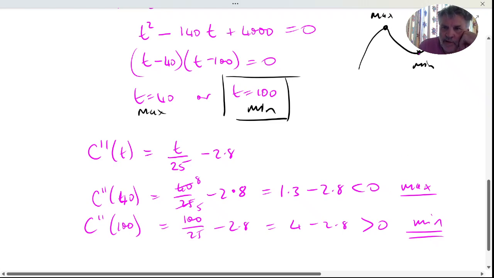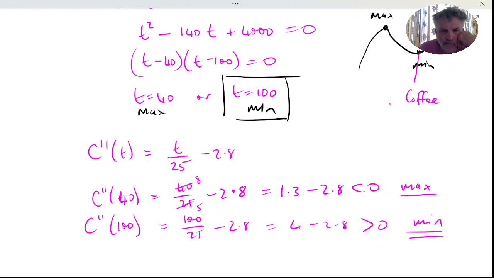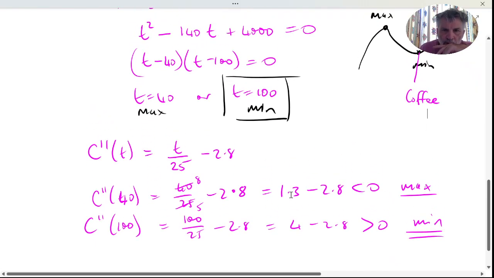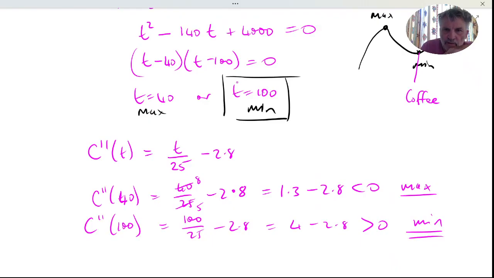So we can assume at the minimum, coffee. It says as soon as you start drinking the coffee, it gets absorbed and the caffeine levels will rise in the bloodstream. So yeah, this is indeed the one we want.